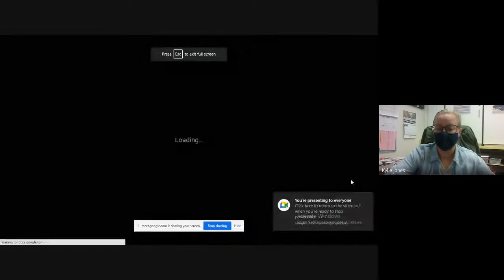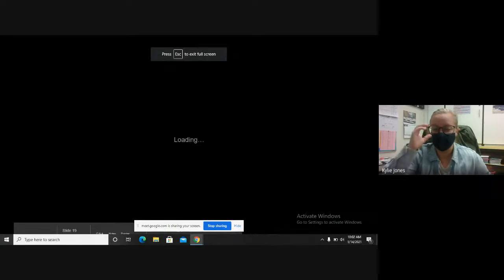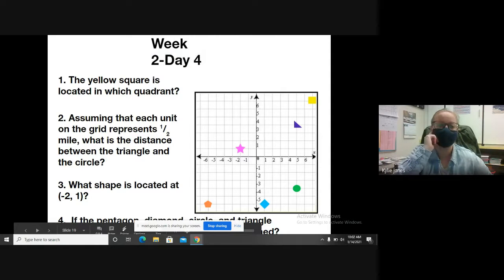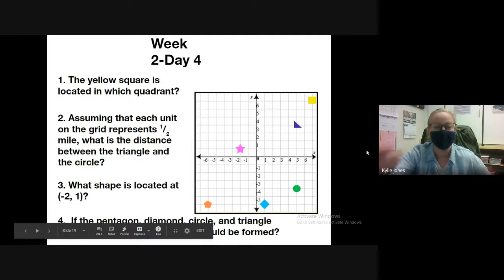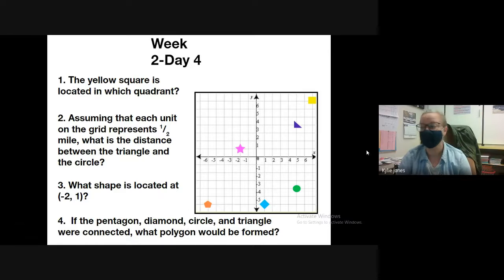So very similar to what we've been doing this week with graphing and things like that. For number 1, it asks you, the yellow square is located in which quadrant? So quadrant 1, 2, 3, or 4. Number 2, assuming that each unit on the grid represents a half a mile. So each movement you take is a half a mile. What's the distance between the triangle and the circle? Number 3, what shape is located at -2, +1?